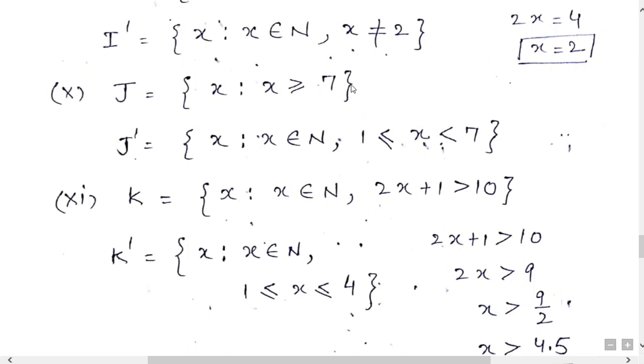x is greater than or equal to 7. It means the complement is 1 less than or equal to x less than 7. That is 1, 2, 3, 4, 5, 6. Up to 6 natural numbers are there.